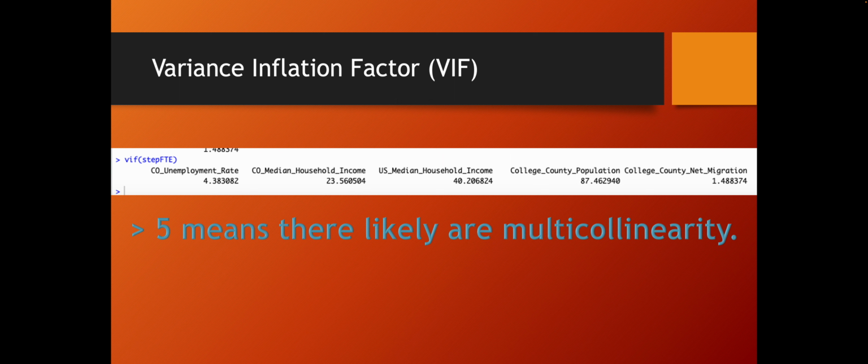So then I run the variance inflation factors. It will quantify the number for each regressor in the model. The rule of thumb that I learned about VIF is if it's more than five, it means that multicollinearity likely exists in the model.